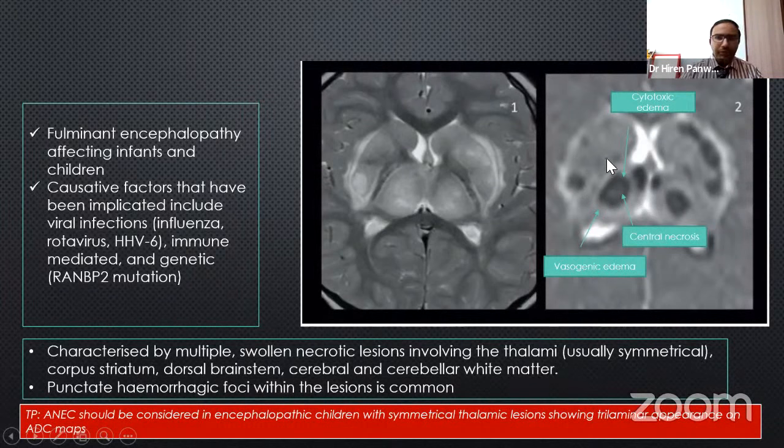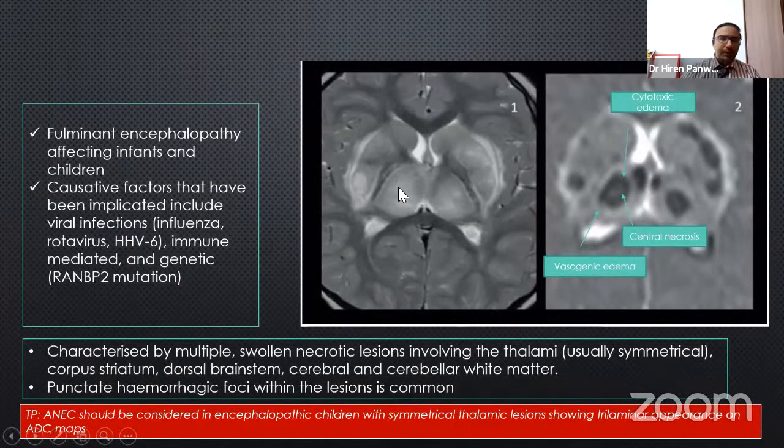They can show this kind of trilaminar pattern on ADC, in which the central area will show necrosis or hemorrhage, and that will be high signal intensity on ADC, surrounded by a restricted diffusion, low ADC value, which indicates cytotoxic edema, and peripherally again facilitated diffusion, which is showing the vasogenic edema. So when you see a child with this kind of acute encephalitis and fulminant course, and you see this kind of imaging pattern, this is most likely ANEC, and they can start steroids and save the child.